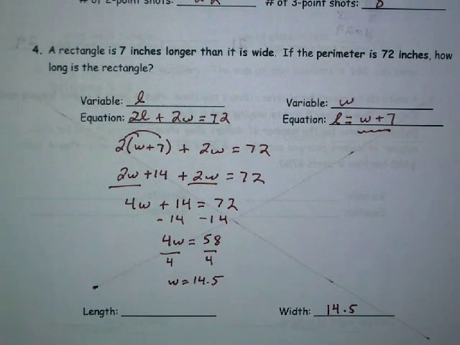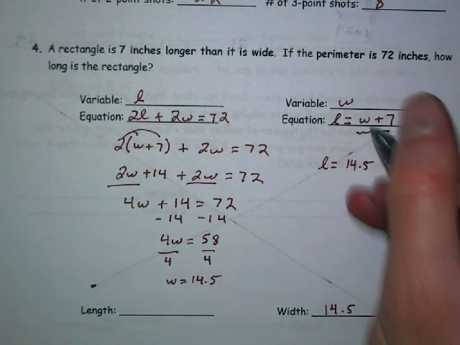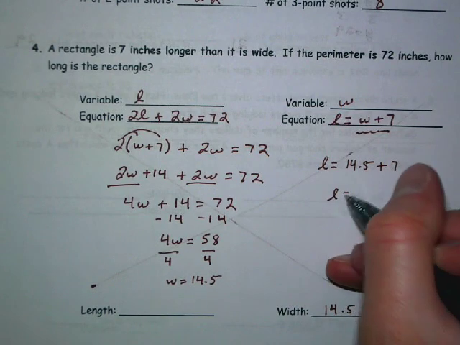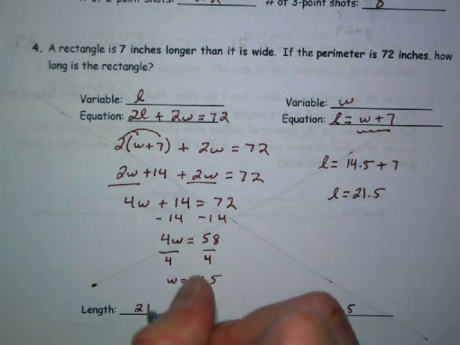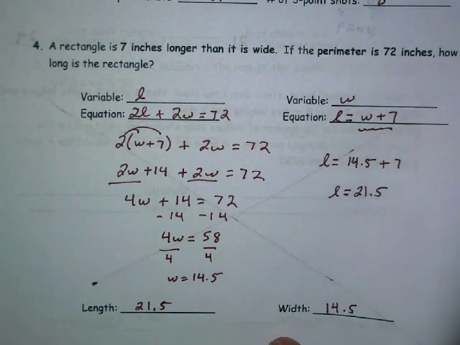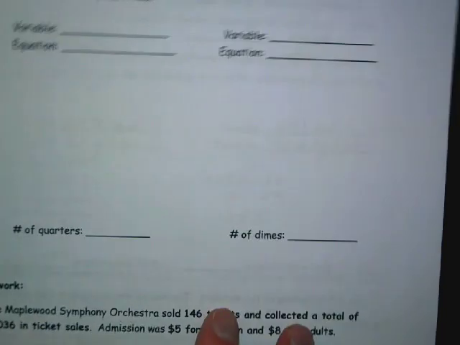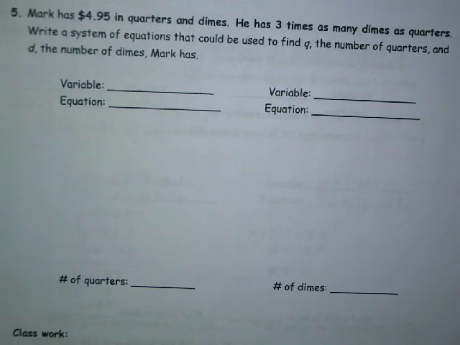Now, a decimal makes perfect sense when we're measuring the side of a rectangle. We could get 14.5 inches. So it's not necessarily wrong to have a decimal there. So if we plug that in, length is equal to 14.5 for the W plus 7. So that means length is equal to 21.5 inches. So there's our length and our width for number 4. Okay, moving to the next page. One more before we get to the classwork.